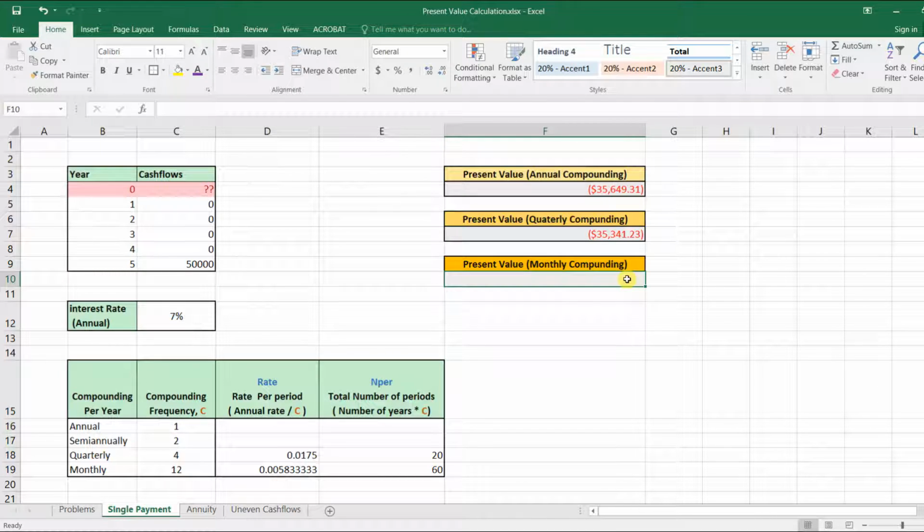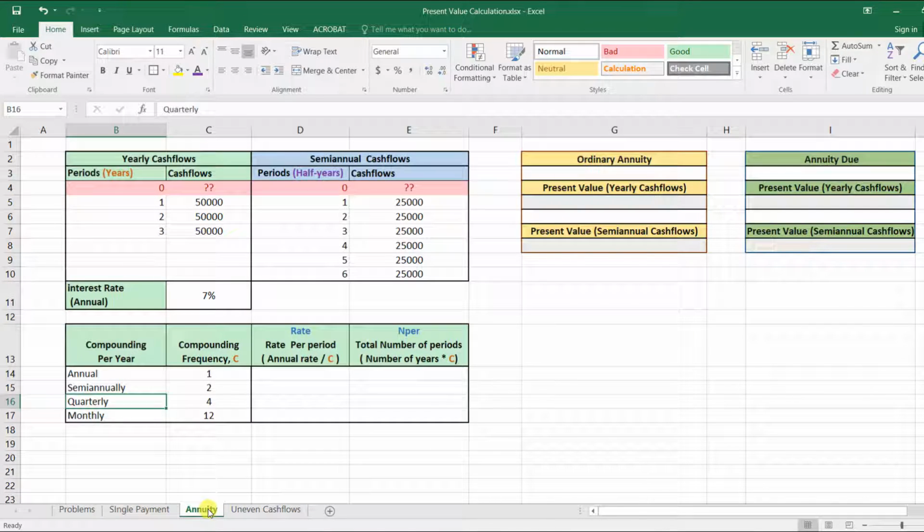Let's move to the next problem that deals with annuity. Now what you have here is two problems of annuity. In the first problem, we have cash flows that are made at the end of each year, whereas in the second problem, these cash flows are half-yearly cash flows. So this one means after the first half year or 6 months, this is after the first 6 months, or this is after 1 year, and so on. Let's see the timeline of these cash flows to make it a little bit more clear.